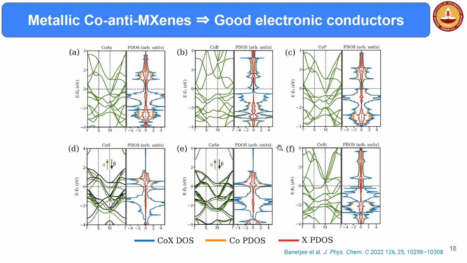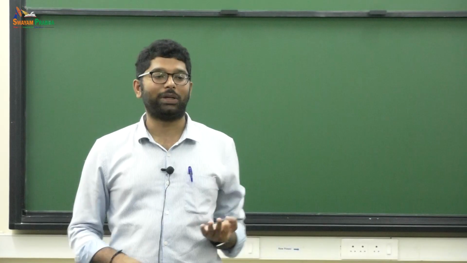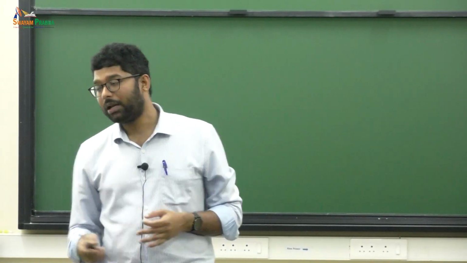You can clearly see, for example, here cobalt arsenide is there. What you are seeing at the Fermi level, the bands are crossing the Fermi level, right? Similarly, here if you see, one of the bands is slightly crossing. Here you can see again they are crossing, and so on and so forth. In all of these cases, the bands are crossing, suggesting that these materials are metals, insulators, semiconductors, which one? Metals, right?